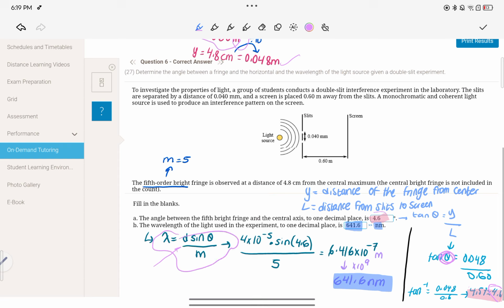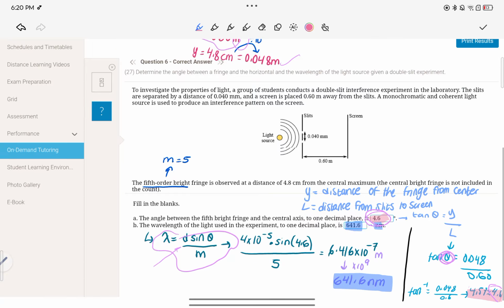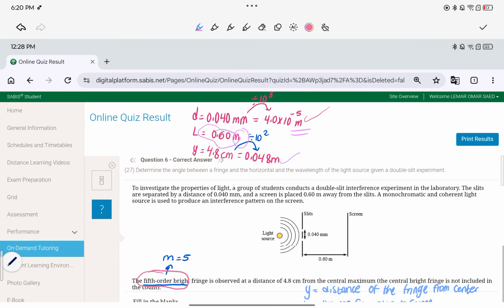Sine of the angle that we got in the first step, and then here the distance over the m, which is this. You'll understand how we get this. They said 5, so m is 5. You do it and you get almost this. They wanted it in nanometers, so you multiply by 10 to the power of 9.